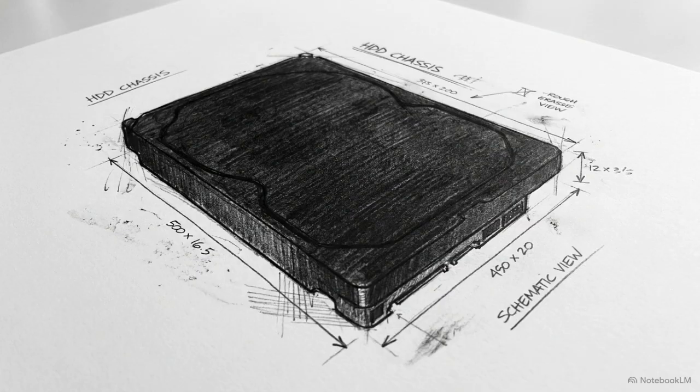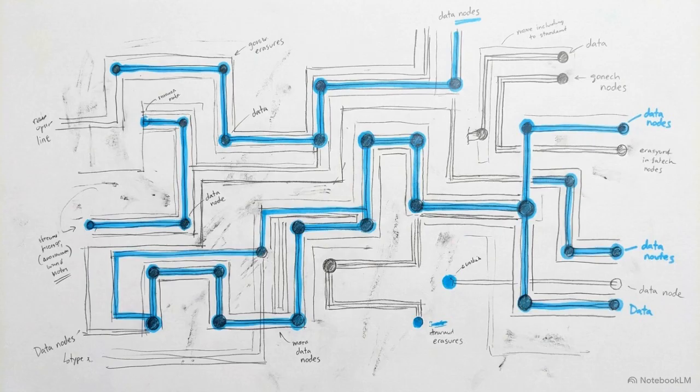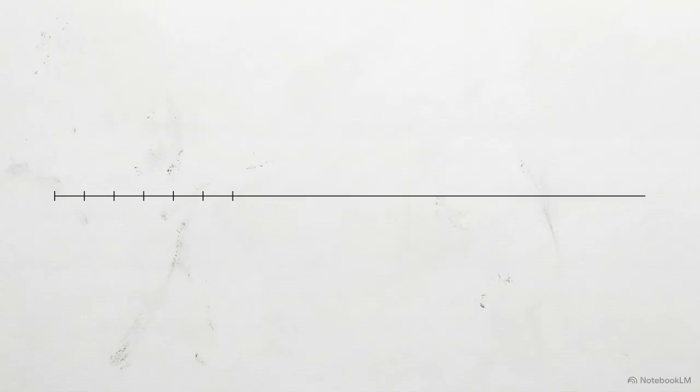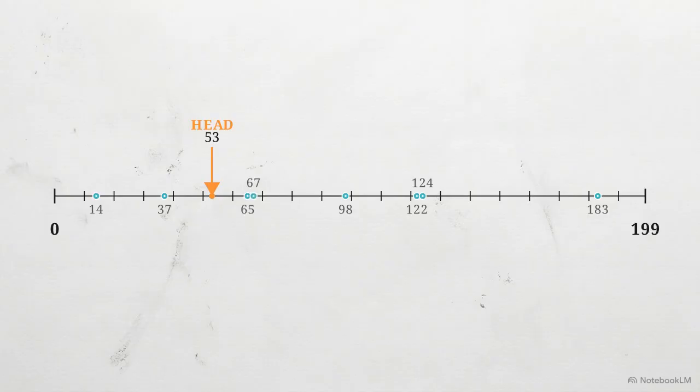Since we cannot eliminate the physical hardware itself, operating systems rely on mathematical scheduling algorithms to map out a more efficient path for that arm to follow. This number line represents a hard drive from cylinder 0 to 199. Currently, the head rests at 53. Waiting is a queue of requests, scattered at cylinders 98, 183, 37, 122, 14, 124, 65, and 67.